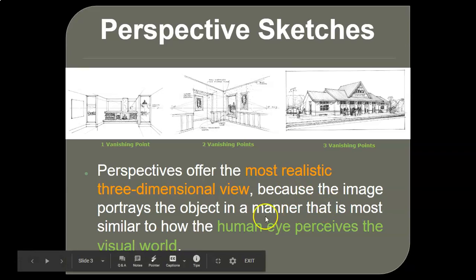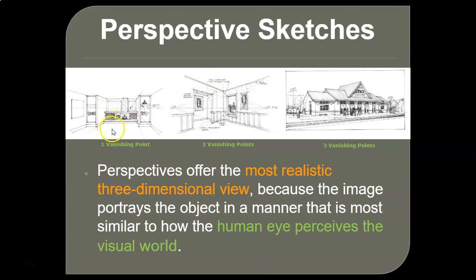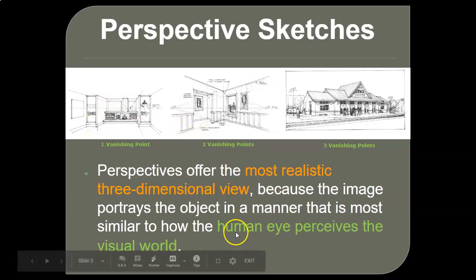It says this is because the image portrays the object in a manner that is most similar to how the human eye perceives the visual world. So for instance, when we look at a room like this, standing at the end of a room or down a long hallway, everything fades to one vanishing point. Even though we know the exact size of something, it does slightly look a little bit crooked because of where you're standing and how you're viewing it. This is how your eye actually perceives the visual world, so it's the most realistic.